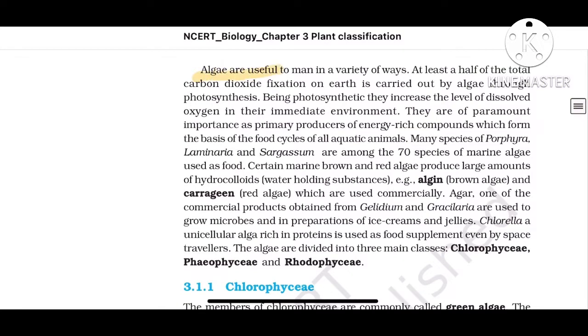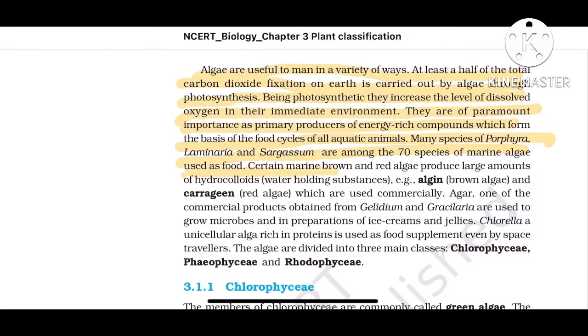Algae are useful to man in a variety of ways. At least a half of the total carbon dioxide fixation on Earth is carried out by algae through photosynthesis. Being photosynthetic, they increase the level of dissolved oxygen in their immediate environment. They are of paramount importance as primary producers of energy-rich compounds which form the basis of food cycles of all aquatic animals. Many species of Porphyra, Laminaria, and Sargassum are among the 70 species of marine algae used as food.